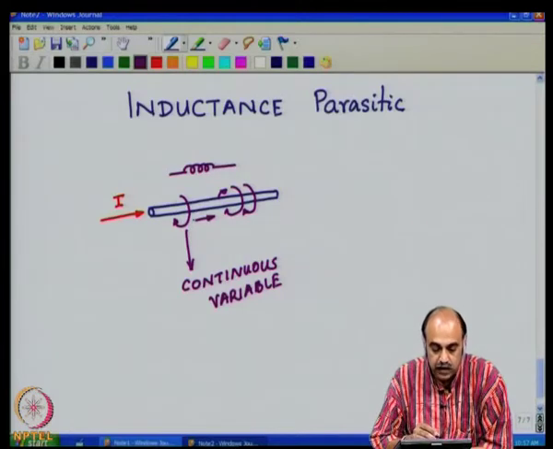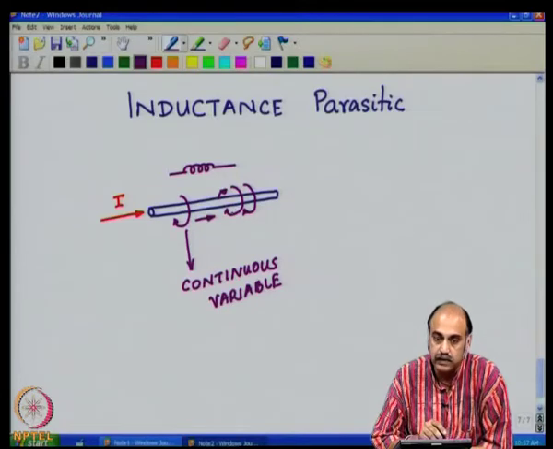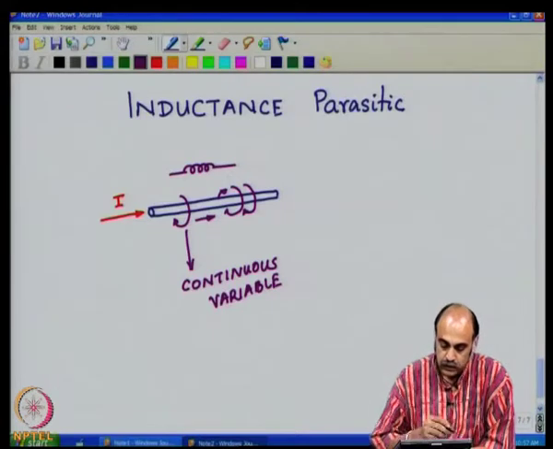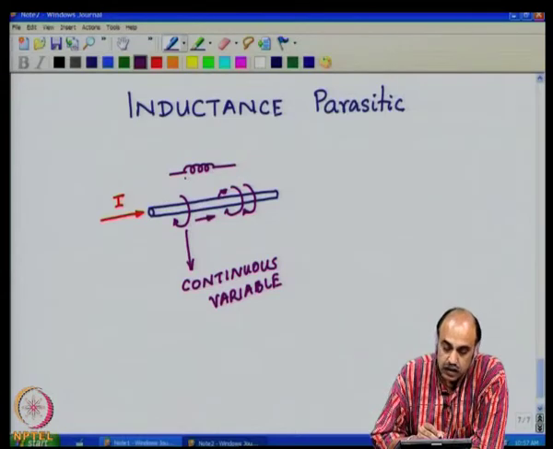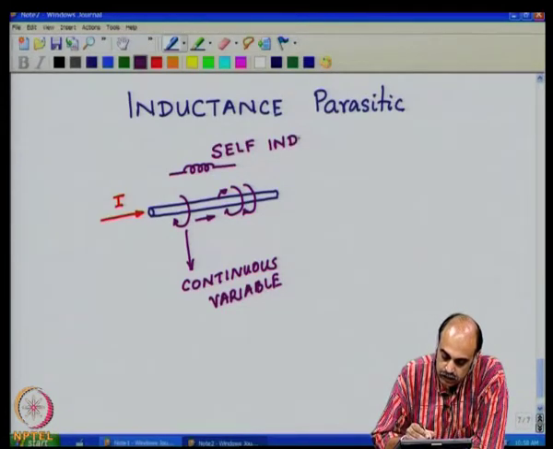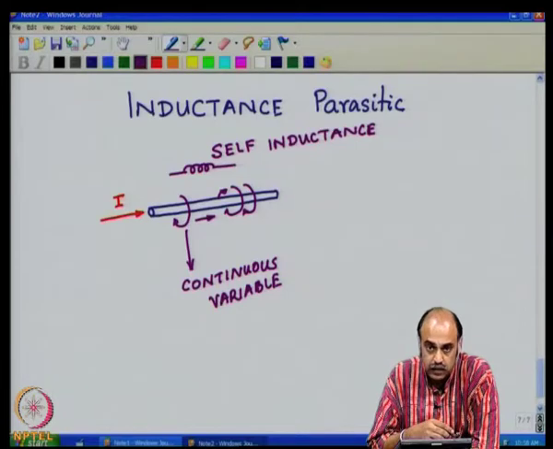Equivalently, when any current flows, a flux is set up around the conductor, and there is some energy stored, which is a continuous variable. So, you cannot immediately remove it or immediately put energy into it. So, there is some dynamics involved. Now, this is called the self inductance of the conductor. This is one such issue that you will come across.